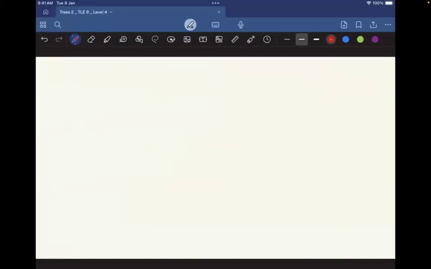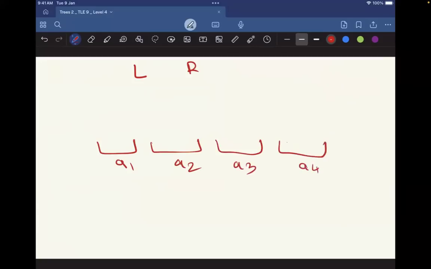The first thing to notice is that if I'm given an L to R, let's say this is A1, this is A2, this is A3, this is A4. We can't use prefix sum here because each of these arrays is of size around 10 raised to 5. So the overall size of the array is 10 raised to 10. We cannot actually create this array. It's not possible to create it and then use prefix sums. It'll give you a TLE.